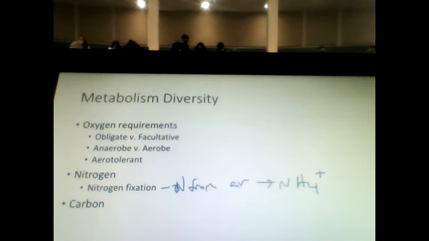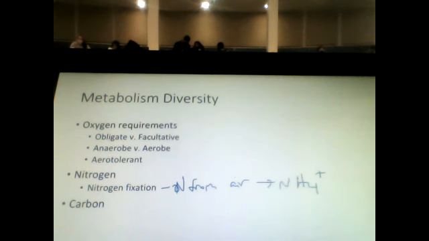Can you not read it? NH4. It's ammonium. Ammonia is NH3. Sorry. I might have said ammonia, but it is ammonium. Some of you must have taken chemistry. So this is really important in nutrient cycling and for us to be able to access nitrogen.